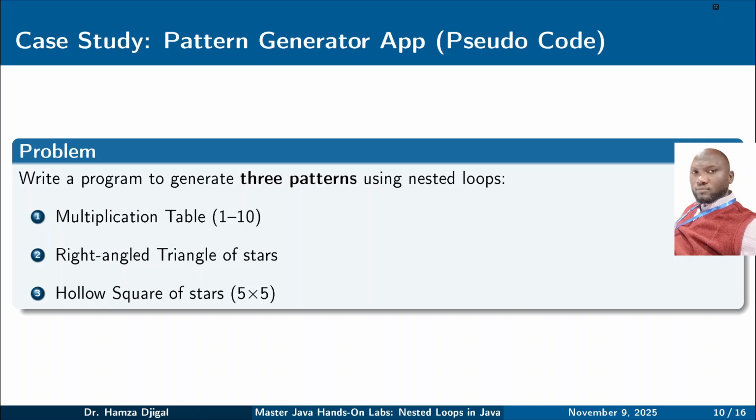So we want to write a program to generate 3 patterns using nesting loops. For instance, multiplication table from 1 to 10. We have also some right angle triangle of stars and a square of star 5 times 5. So first, let's see the pseudocode.